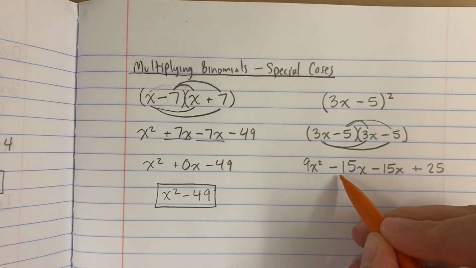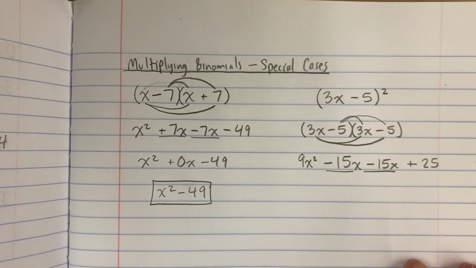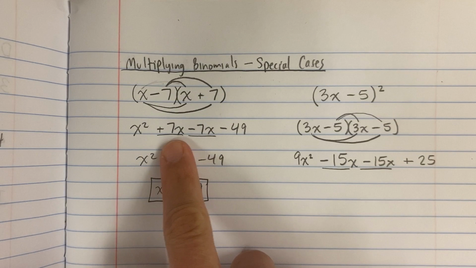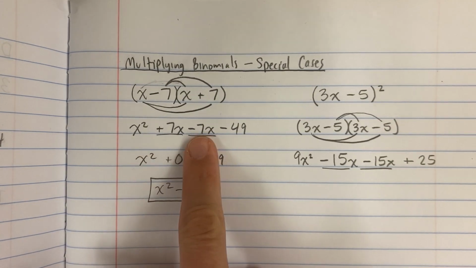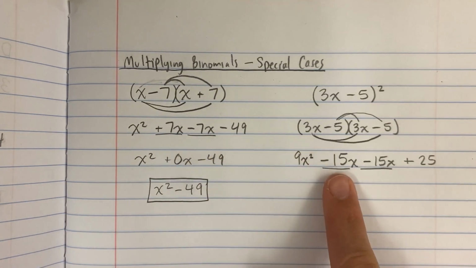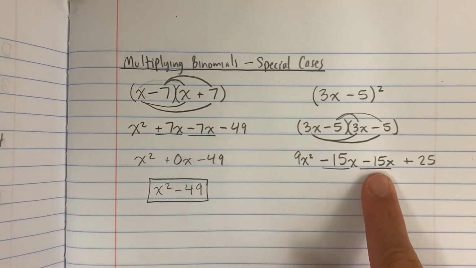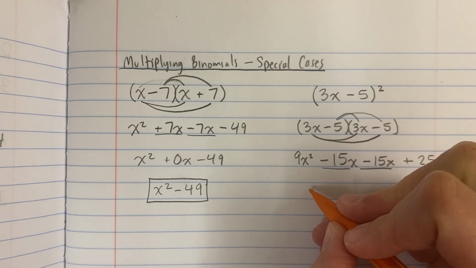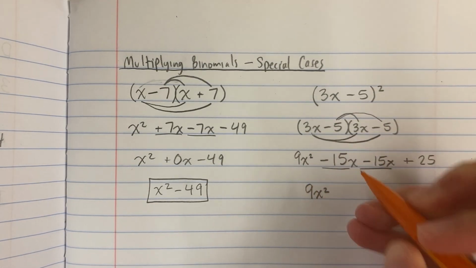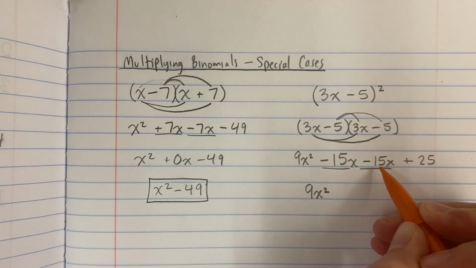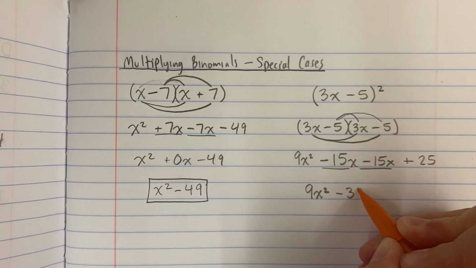Okay, I'm going to combine my like terms. Now look, I want to point out, this is different than this. Here I had a positive and a negative. That was 7 positives, 7 negatives. They cancel, they make 0. This is 15 negatives, 15 more negatives. They do not cancel. This does not equal 0x. This is 15 negatives, 15 more negatives. That's 30 negatives.